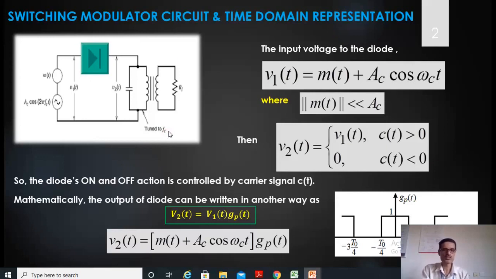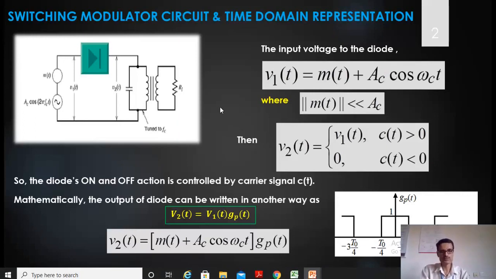Now, coming to the equation part, the time domain and frequency domain representation, how exactly it produces the AM signal, that we have to understand now. As I told, the two signals are given in series. That means V1 of t is nothing but m of t, my message signal, plus Ac cos omega ct, or Ac cos 2 pi fct. Where always the magnitude of this m of t, the instantaneous voltage of m of t, should be very much smaller than Ac. This is one of the very important conditions which we need to satisfy.